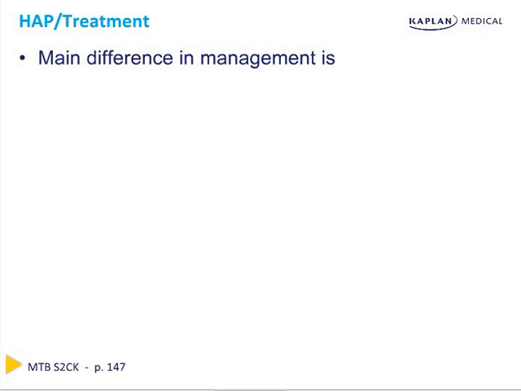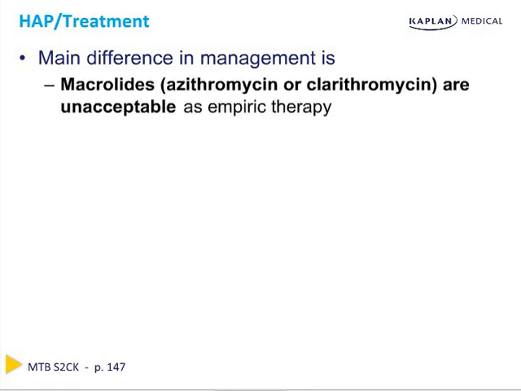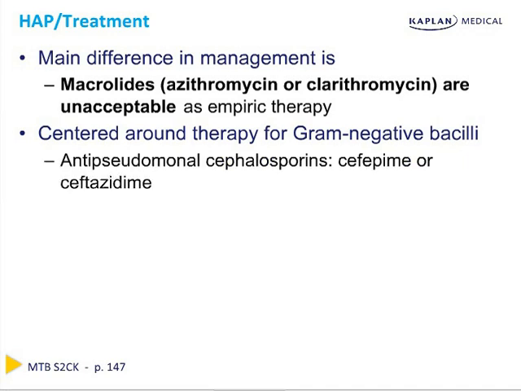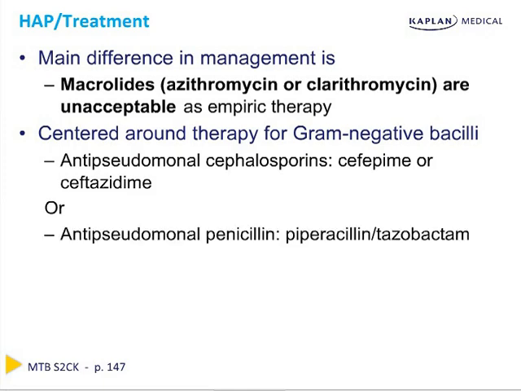In a hospital-acquired pneumonia, the main difference is that macrolides are no longer acceptable as empiric therapy. The therapy instead is centered around gram-negative rods. Therefore, anti-pseudomonal coverage must be given. These would include cephalosporins cefepime or ceftazidime. These are third and fourth generation cephalosporins with good anti-pseudomonal coverage. In addition, an anti-pseudomonal penicillin can also be used. This would be piperacillin tazobactam.